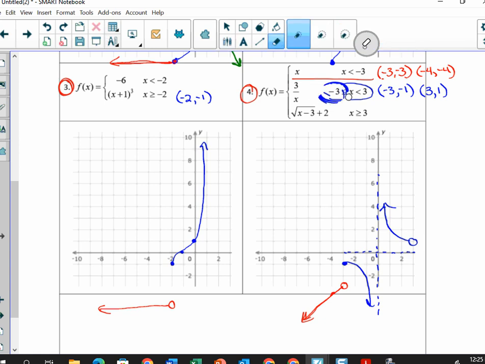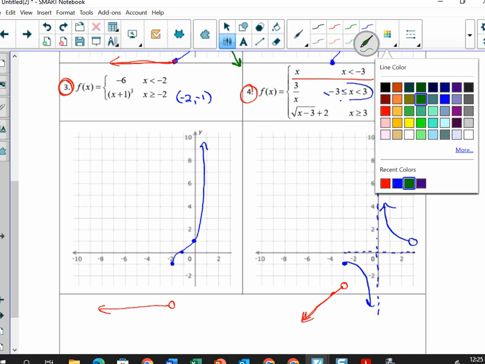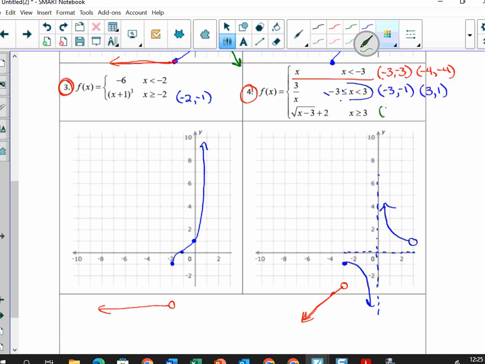All right, third piece. If I plug in the endpoint, 3, what do I get? 2, filled in, right?